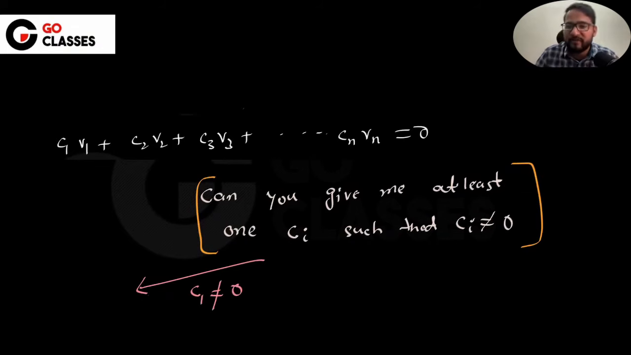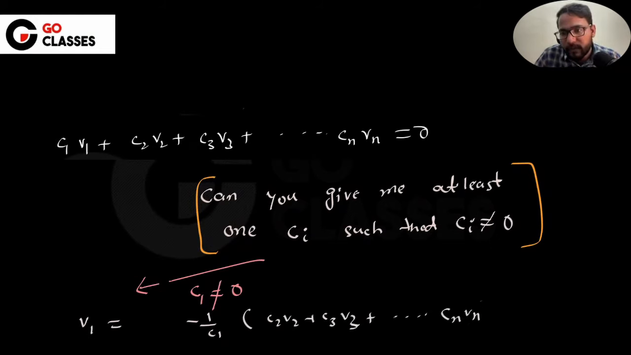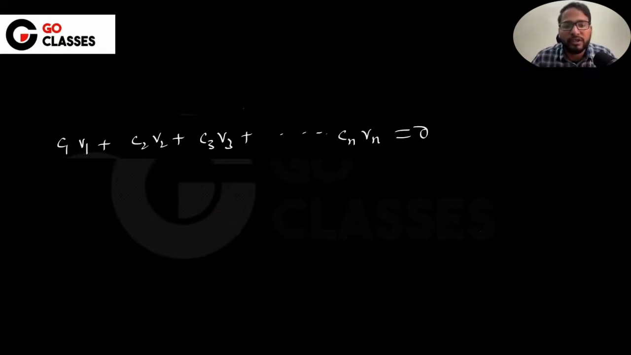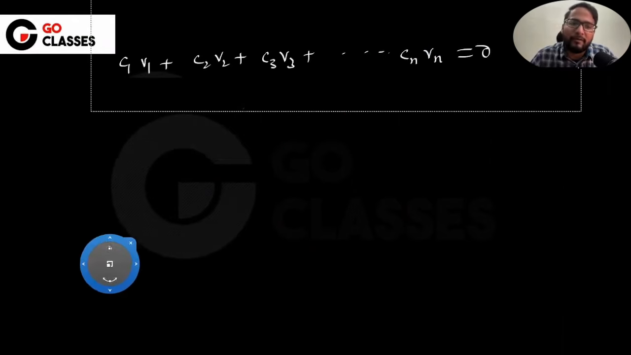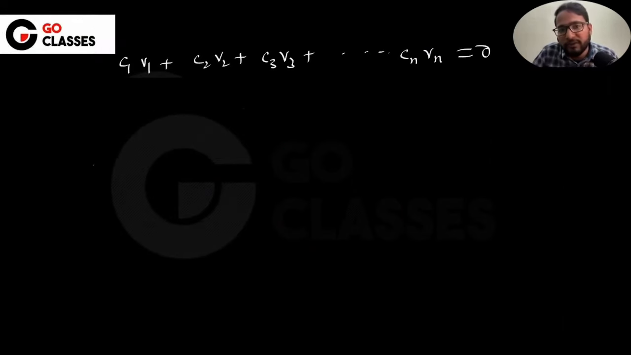You will say, oh, great. If C1 is not equal to 0, what will I do? I will represent V1 as a linear combination of other vectors. Maybe you will transfer all of this to that side, like C1, C2, V2, plus, like that, right? So whenever someone gives you this equation, you just ask one question: can you give me one scalar which is not 0? If you give me, let's suppose, C1 not equal to 0, then I will be very happy, because I will represent V1 as a linear combination of other vectors.